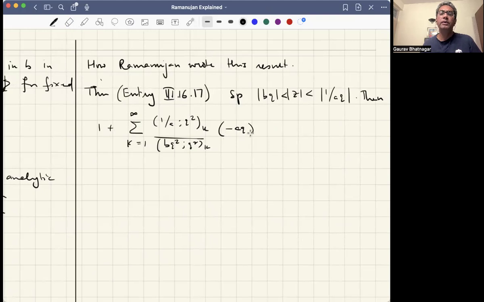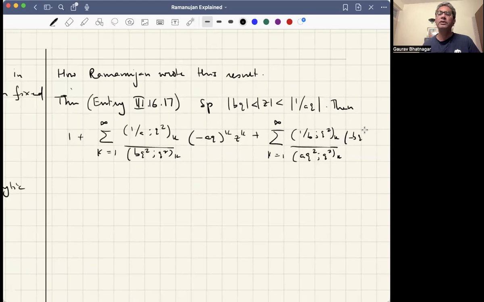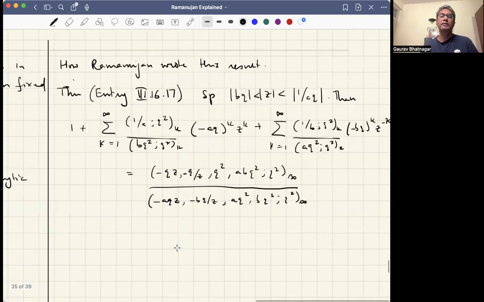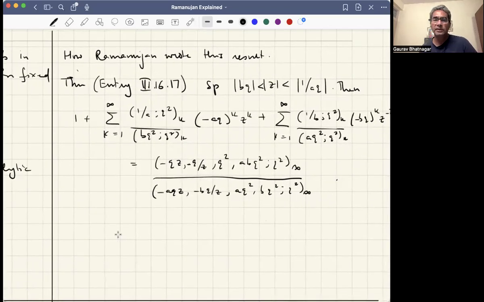Minus AQ to the K Z raised to K plus the summation K going from 1 to infinity of 1 over B Q squared K, AQ squared, Q squared K, minus BQ to the K Z raised to minus K. This is equal to minus QZ, minus Q over Z, Q squared, AQ squared, Q squared infinity, minus AQZ, minus PQ over Z, AQ squared, PQ squared, Q squared infinity. So that's Ramanujan's 1 psi 1.